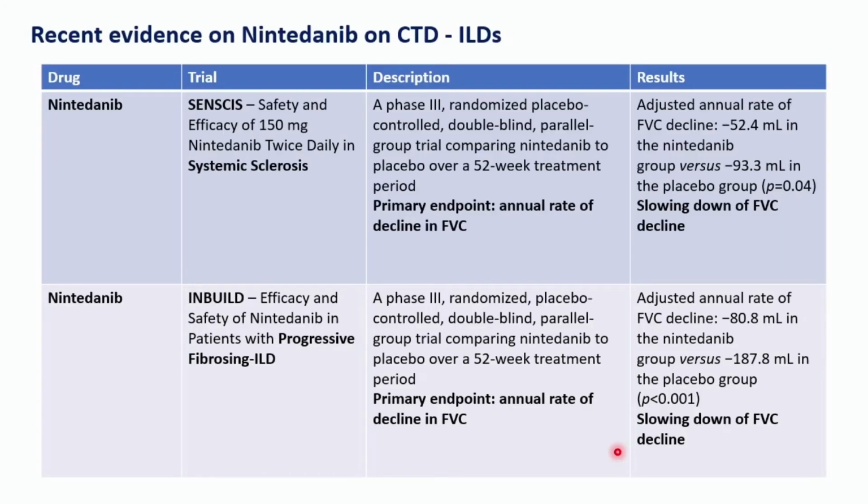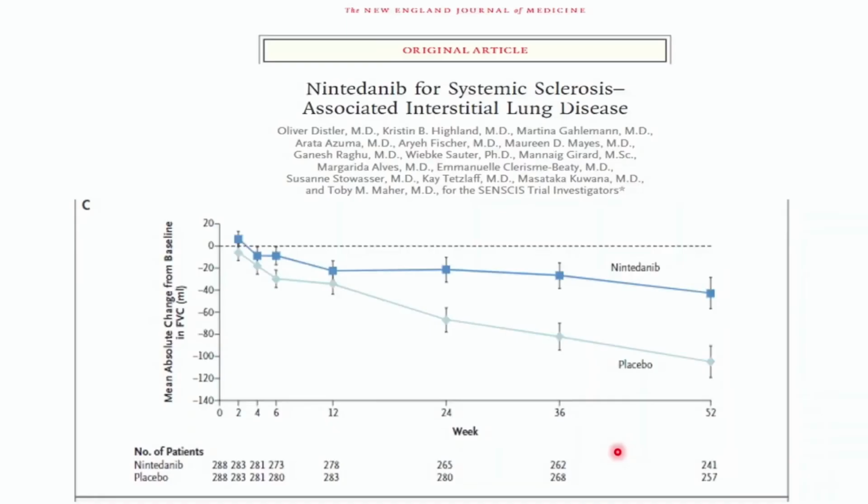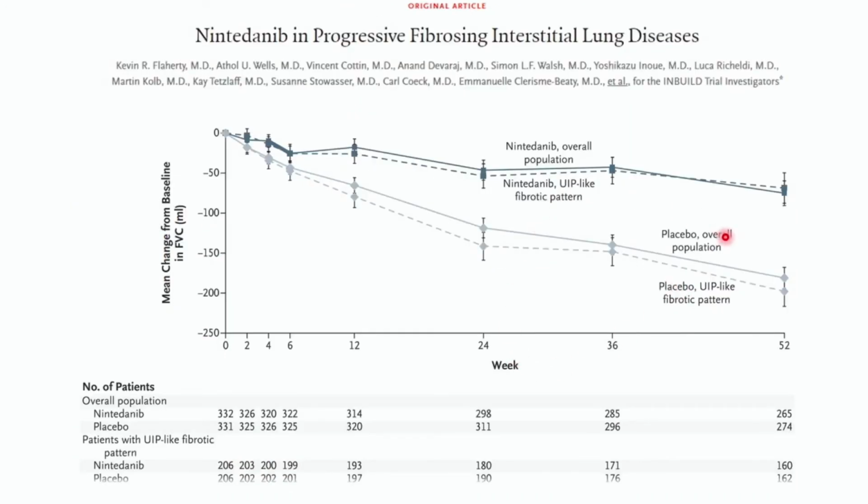So nintedanib also showed reduction in FVC decline, and nintedanib also showed reduction in FVC decline in progressive fibrosis ILD as well. So this is the trial I was talking about. This is the SENSCIS trial. You can see the nintedanib has reduced decline in forced vital capacity. This is the other trial, INBUILD trial, it also showed reduction in decline of forced vital capacity.